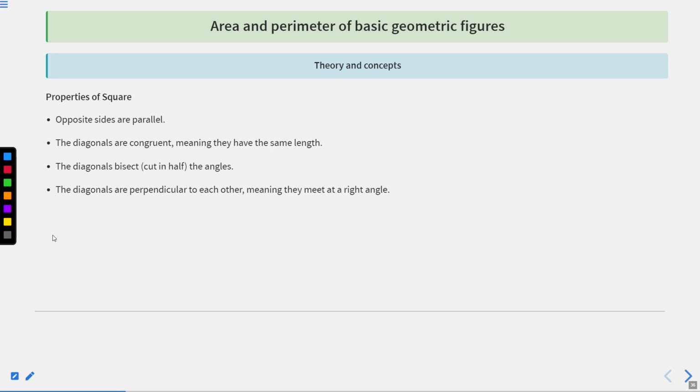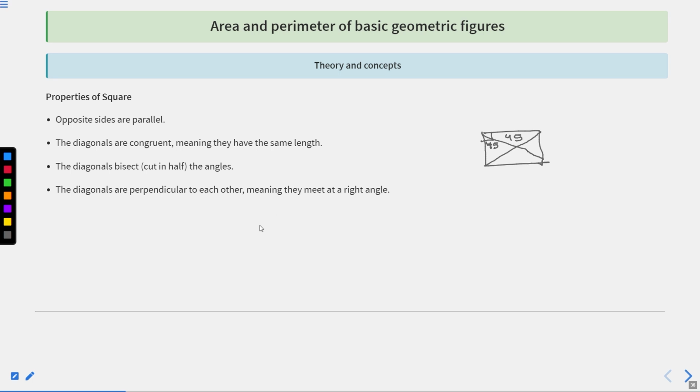It's very clear to see that the diagonals are congruent, meaning they have the same length. So if this is your square, the diagonals are of the same length. That is what is happening in the square. And diagonals bisect the angles. We have already discussed bisect: if this is the diagonal and this is 90 degree always, then this will be 45 and this is 45. So a diagonal bisects the angle into two equal parts, 45 and 45.